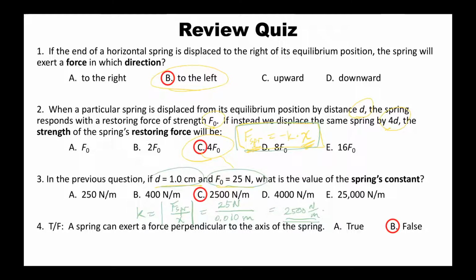And then finally, can a spring ever exert a force perpendicular to its axis? No. Springs can only ever act along their axis. So springs can exert forces that either pull or push along the axis of the spring, but they can never ever exert a force that would be at right angles to the spring axis like this. Okay, so springs simply don't behave in that way. It's a little bit like tension in ropes. It can only act along the cord, but not at right angles to it.